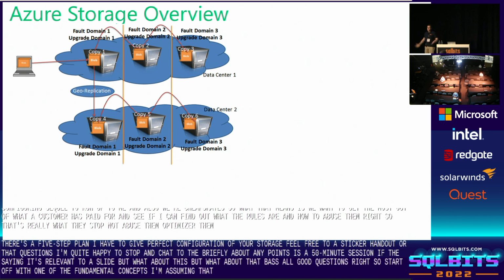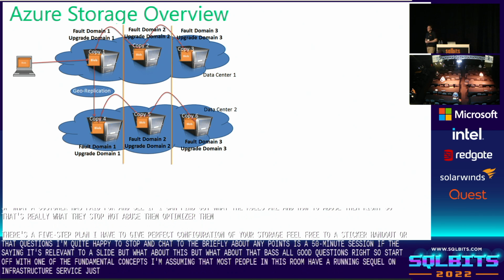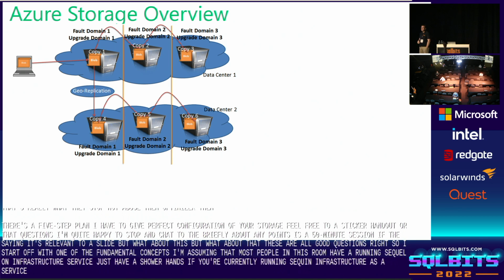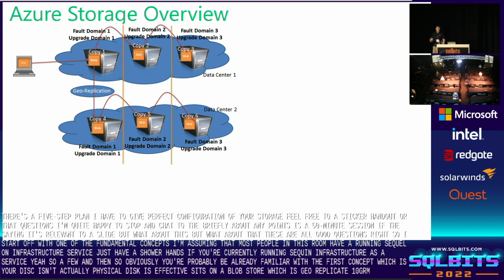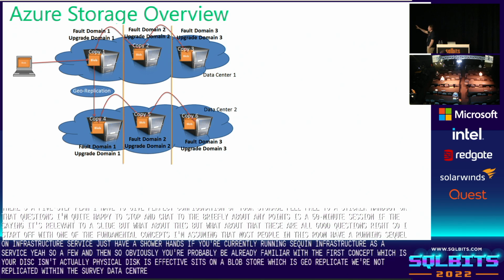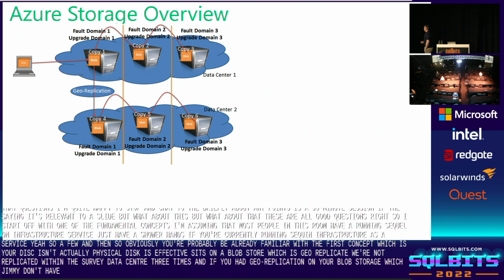I'm assuming that most people in this room are running SQL on infrastructure as a service. Just have a show of hands if you're currently running SQL on infrastructure as a service. Yeah, so a few, right? So obviously you'll probably be already familiar with the first concept, which is your disk isn't actually a physical disk, it effectively sits on a blob store, which is replicated within the data center 3 times. And if you had geo-replication on your blob storage, which you generally don't have on a VM disk, it could be replicated up to 6 times, right?